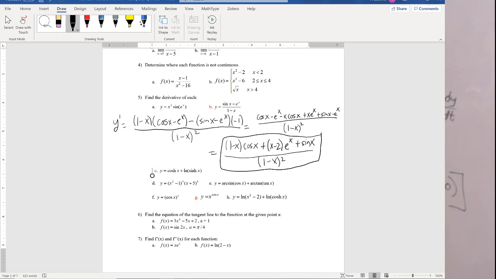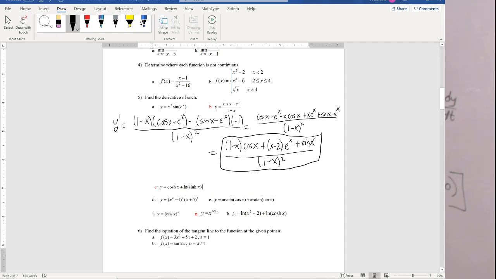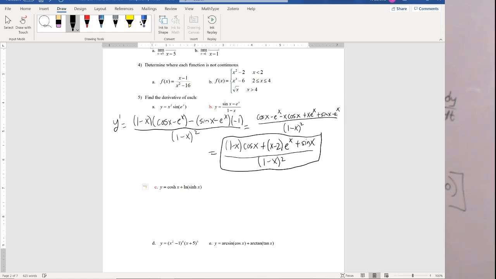All right. So somebody asked me if I could do C, so let's look at that one. This one probably just looks weird because of the hyperbolic functions. The derivative of y with respect to x here: the derivative of the hyperbolic cosine is just the hyperbolic sine. And the second one, derivative of log, we get 1 over the inside, and the derivative of hyperbolic sine is the hyperbolic cosine.